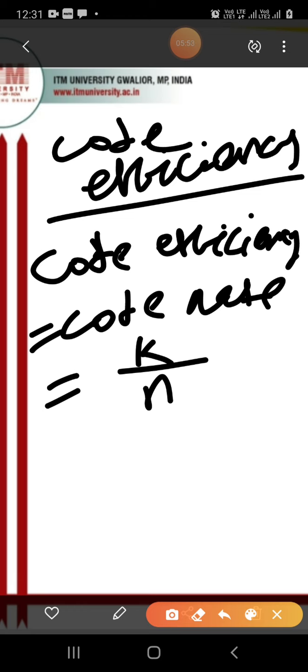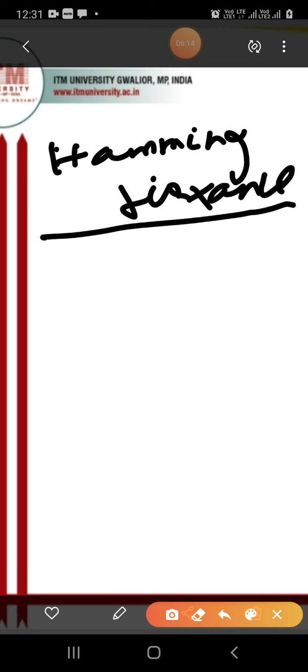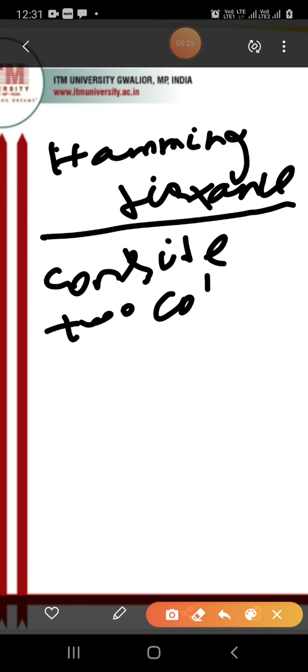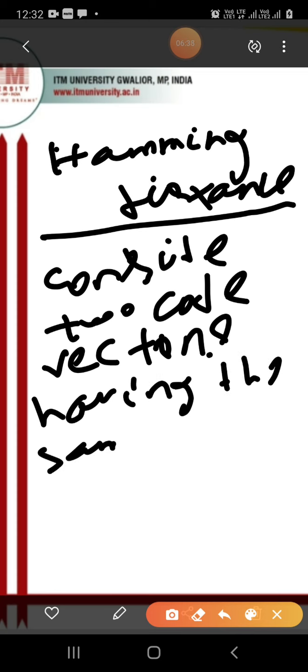Now I want to discuss Hamming distance. So consider two code vectors, or code words, having the same number of elements.